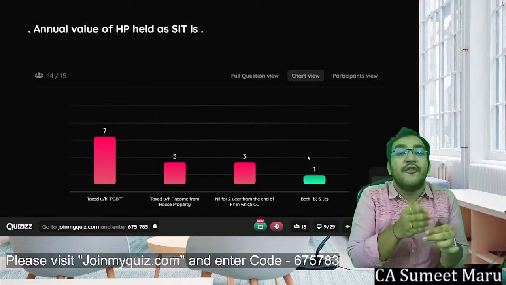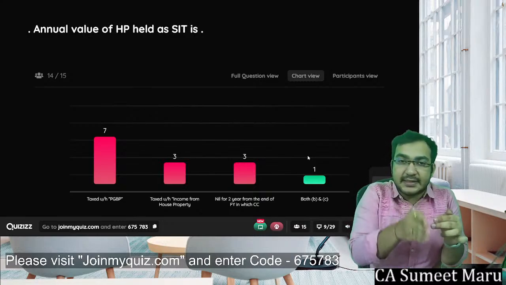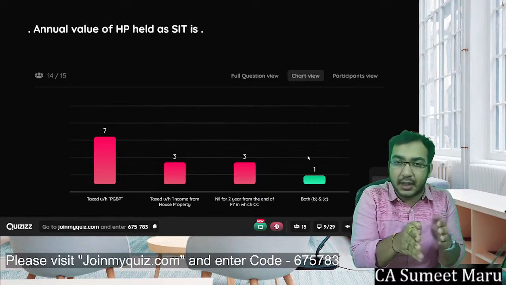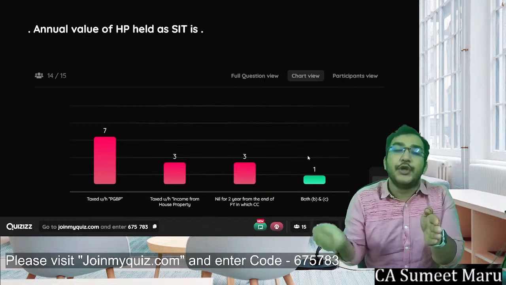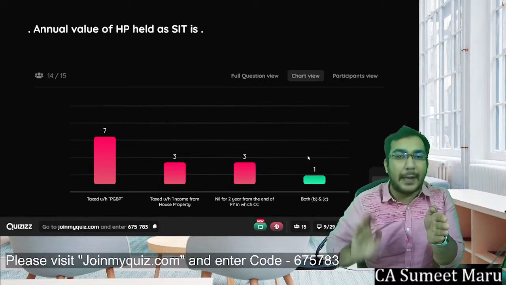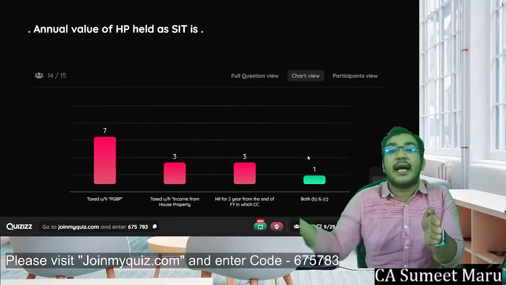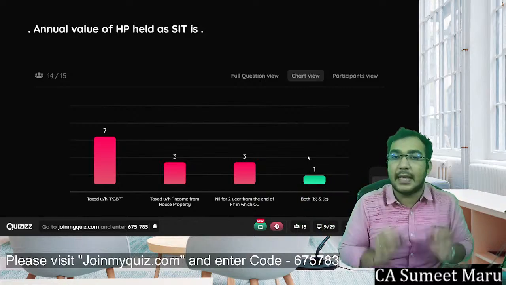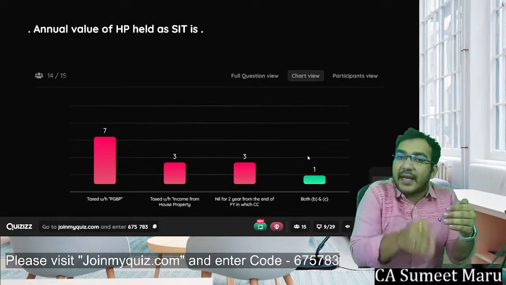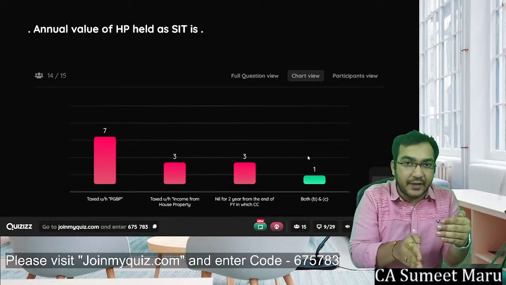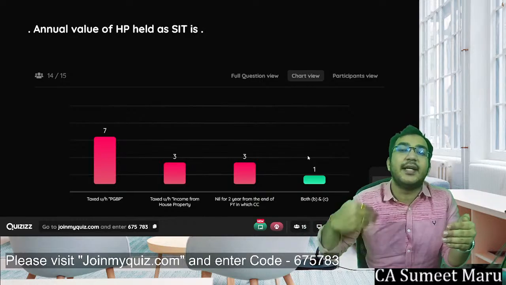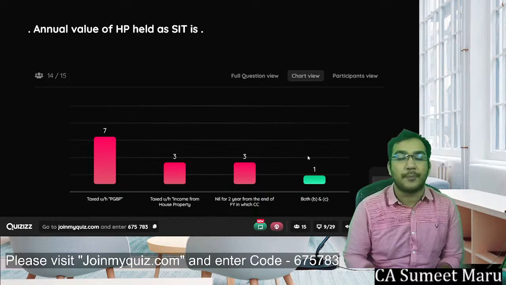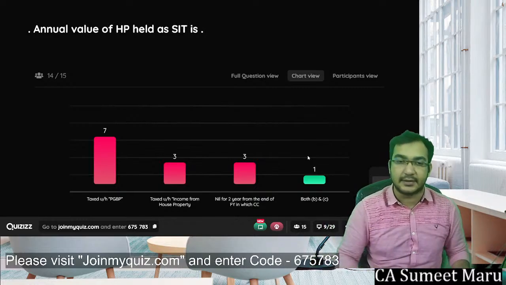So it is said that from the end of the financial year in which you got the completion certificate, up to 2 years, you can treat this property as self-occupied. Thereafter, it will be treated as deemed to be let out. Once again, I am repeating. From the end of the financial year when you get the completion certificate, up to 2 years, you can treat it as self-occupied. Thereafter it will be treated as deemed to be let out. So option B and C were the correct answer.